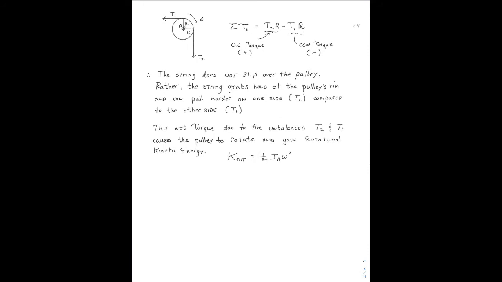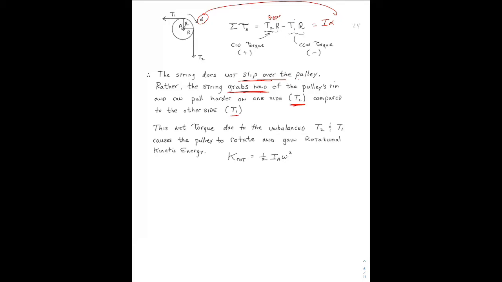That's the picture I have here. Since this thing has an angular acceleration alpha, there's a net torque, and if there's a net torque, that means T2 has to be bigger than T1. In this case, the string doesn't slip over the pulley. The string actually grabs hold of the pulley and can pull harder on one side. So T2 is pulling harder than T1, and it grips the pulley and causes it to spin faster.